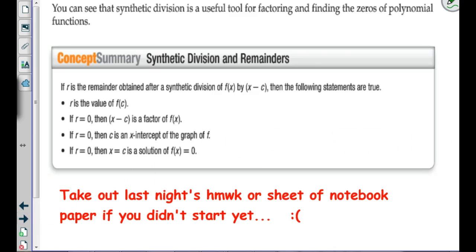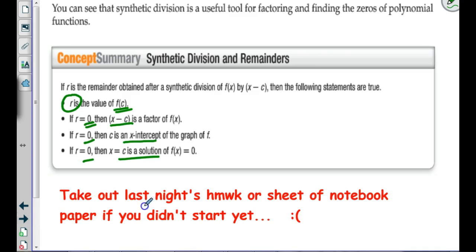So this slide just ties all the vocabulary together. It says if the remainder, when you do synthetic division, okay, if you can predict the remainder by subbing in the 0. If the remainder is 0, then it is a factor. If the remainder is 0, that means it's an x-intercept and a solution when this function is set equal to 0. Remember, 0, x-intercept, root, solution, they're all the same business.